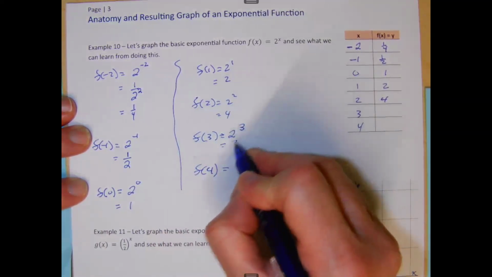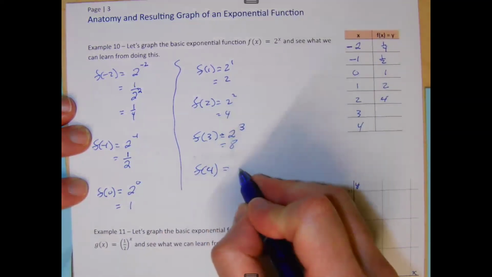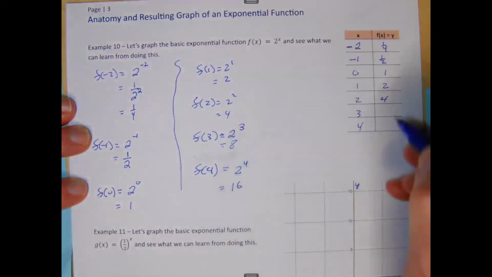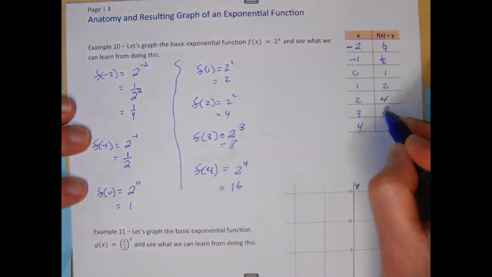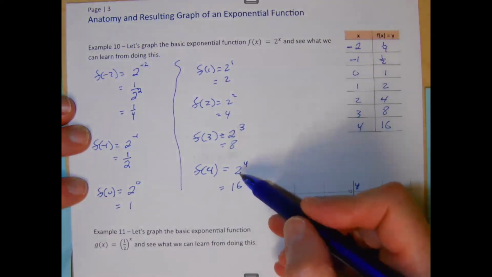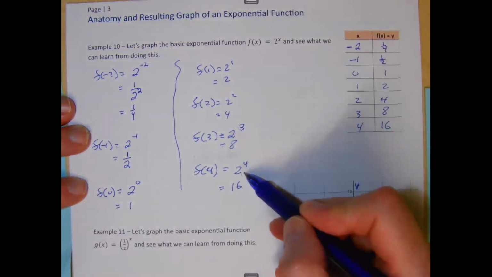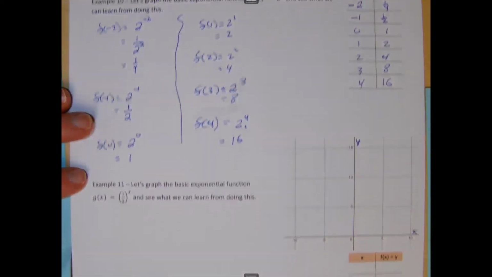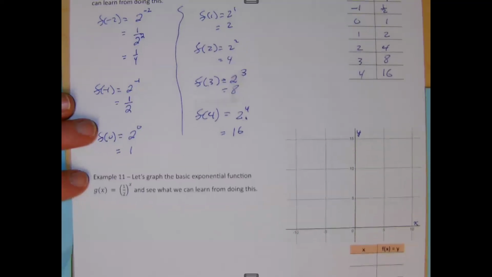So 2 to the 3rd is 8, and 2 to the 4th, okay, that's going to be 16. I'm not going to have these memorized, of course, but if you don't, that's okay. Start multiplying. 2 times 2 is 4, times 2 is 8, times 2 is 16. And there's my points, and now it's a matter of just graphing these.